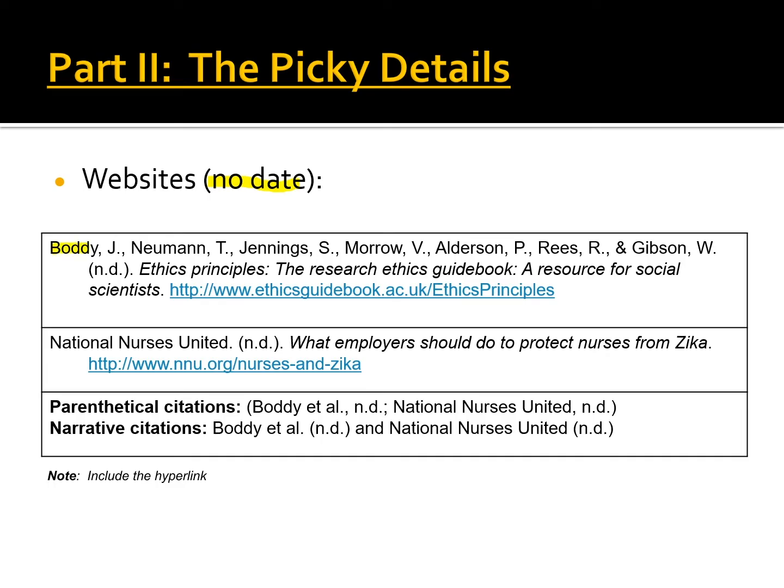What happens if the websites have no date for the stuff that you're citing? All right, so a few different options here. So here we have an article posted on a website by Bodie, Newman, Jennings, Morrow, etc. Following the authors, you would put in brackets N period D period, no spaces in there, to signify that there is no date for this article called Ethics Principles, the Research Ethics Guidebook, a resource for social scientists.